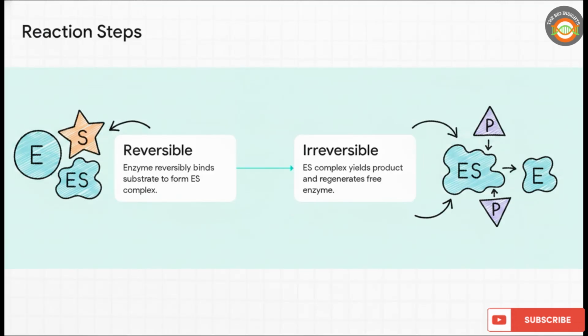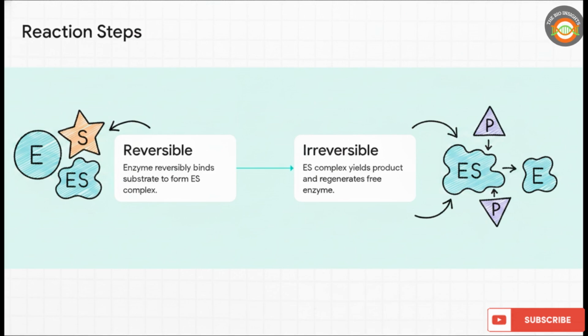It all starts with a sort of biological meet-cute. Step 1 is reversible binding. Our raw material, which we call the substrate, or just S, bumps into our machine, the enzyme, E. They lock together to form an ES complex. But it's just a temporary union, right? Because from there, we move right into Step 2, irreversible product formation.